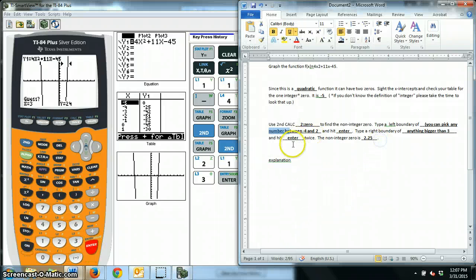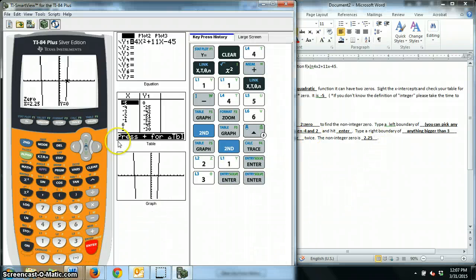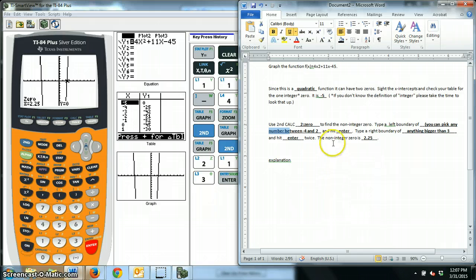And we hit enter one more time for guess. So you hit enter a total of 3 times. Left bound, enter, right bound, enter, enter one more time. And we can see that the non-integer 0 is 2.25. That's one that's not going to show up in the table, so we need to be able to use the calculator to graph that.